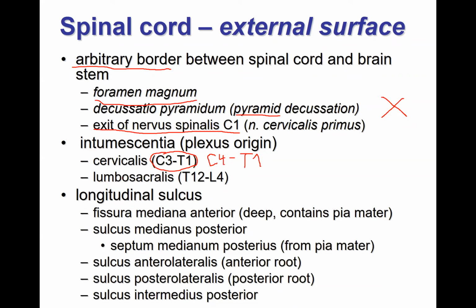And then for the lumbosacral plexus, the lumbar and sacral plexus all together, they are T12 to S4. But S2 to S4 is the pudendal nerve, so it's not so big. So the lumbosacral area is T12 to L4, the intumescentia. So it a bit matches the plexuses, but not exactly.